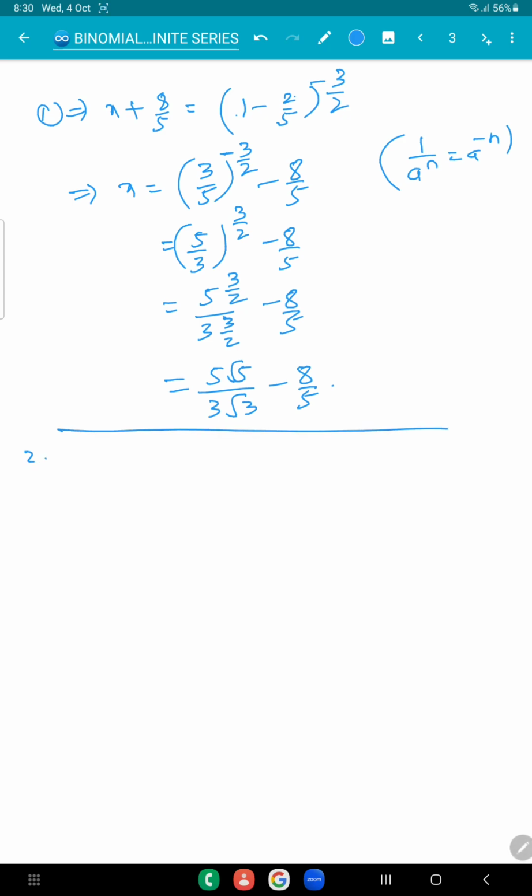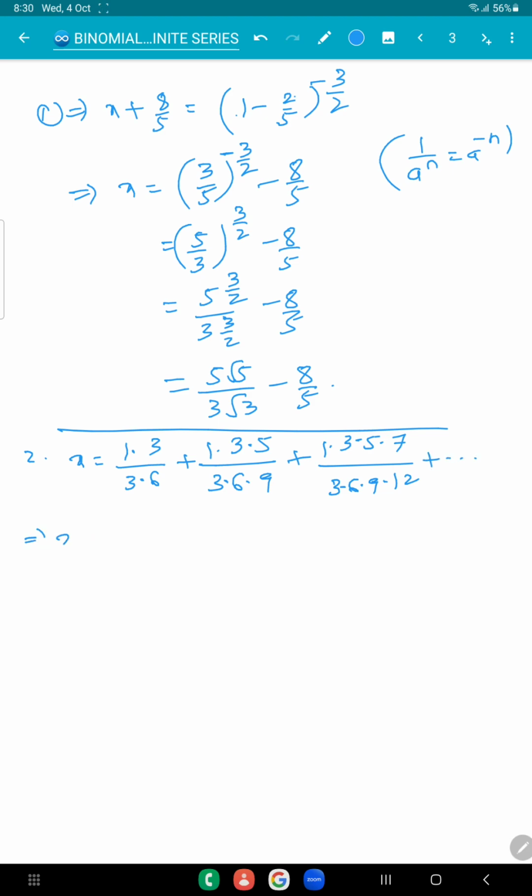Next, the second question: x is given as x = (1·3)/(3·6) + (1·3·5)/(3·6·9) + (1·3·5·7)/(3·6·9·12) plus and so on. While writing the question, you have to get the idea; that is the main thing. Observe that this can be written as (1·3)/(2!) into (1/3) squared plus (1·3·5)/(3!) into (1/3) cubed, because 6 is written as 3 into 2, 9 is written as 3 into 3, plus and so on. So this is compared with the expansion.